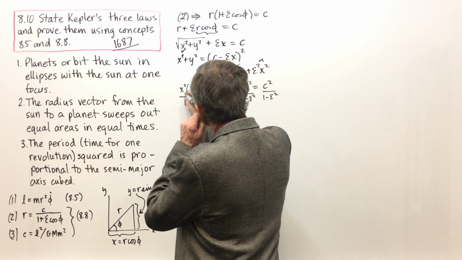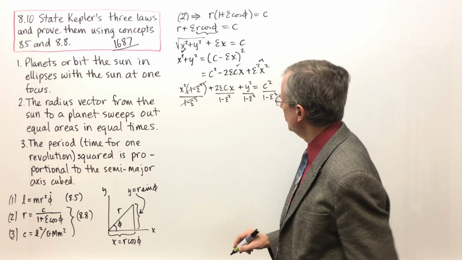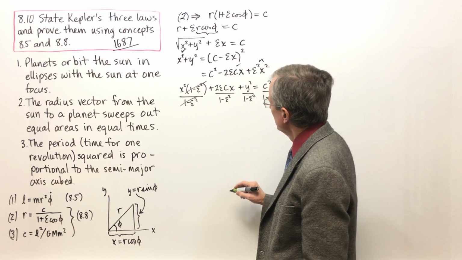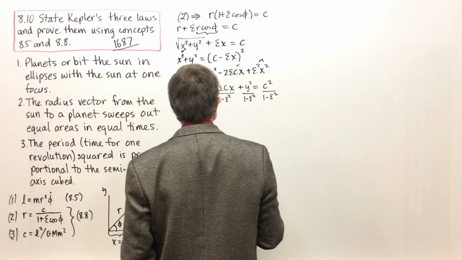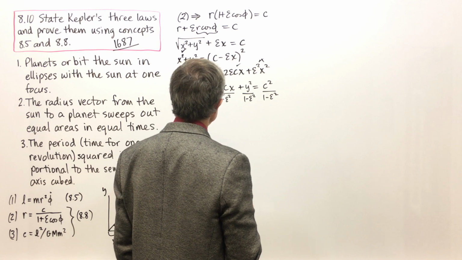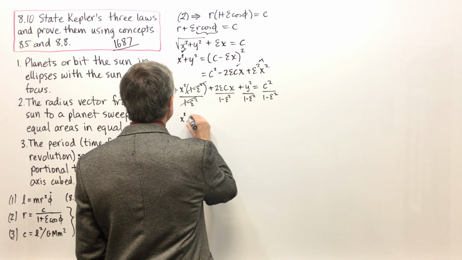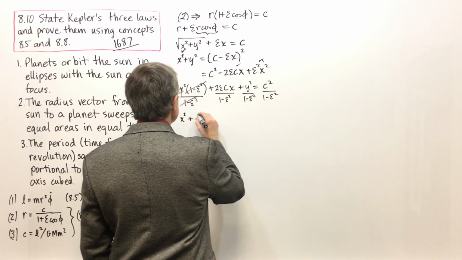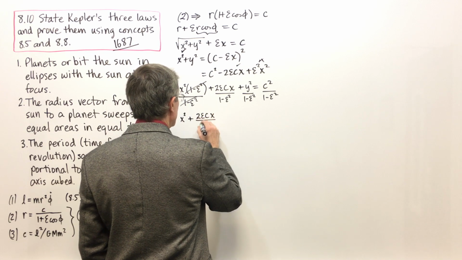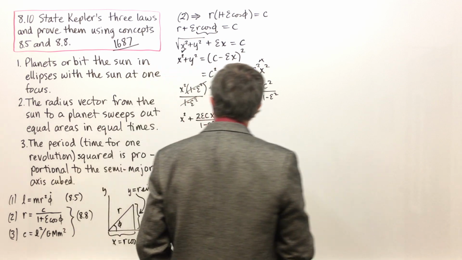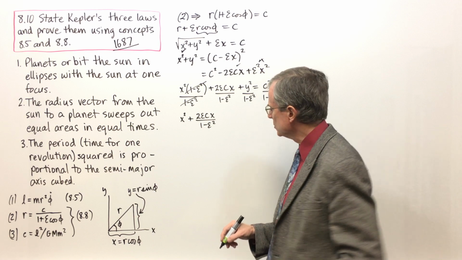That'll cancel this. And then I want to complete the square. And the way that I'll do that is to say x squared plus two epsilon c x over 1 minus epsilon squared. And then I want to know what term to add to this in order to complete the square.